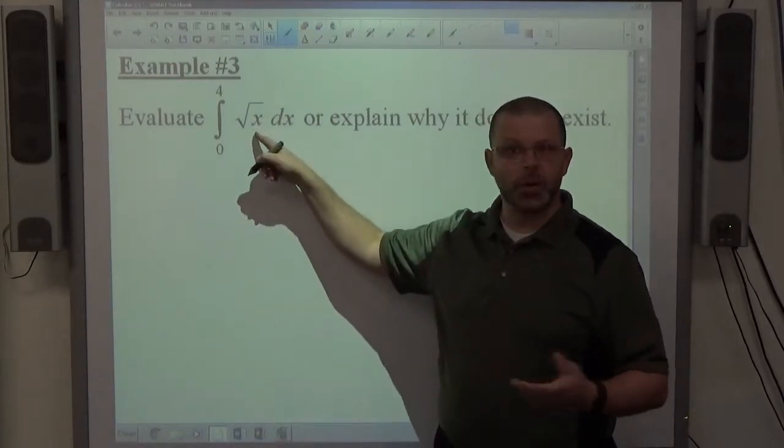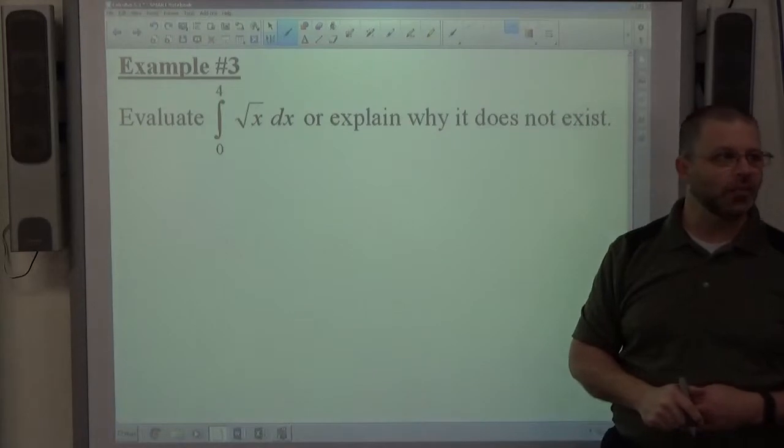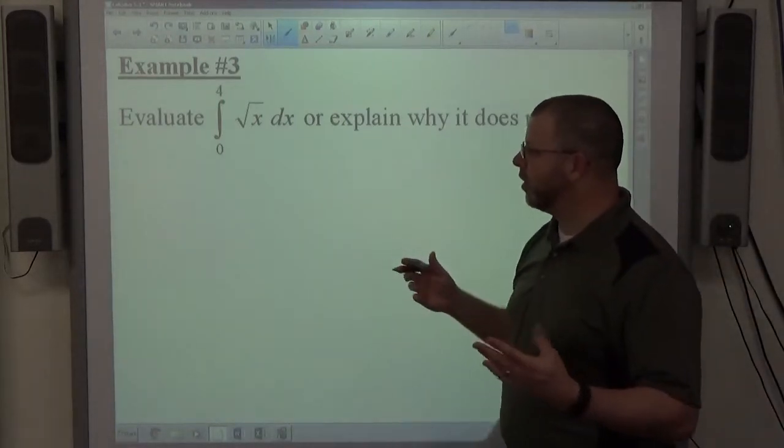Do we hit any negative numbers between 0 and 4? No. The square root of 0 equals 0, the square root of 4 equals 2, the square root of 1 is 1, the square root of 1.5 is some number I can't think of off the top of my head. All those things have specific square roots. So we can do this problem.